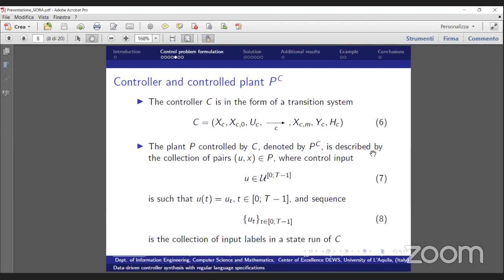Indeed, the controller is given in equation six, in terms of a transition system, as you can see. When we make the interaction between the plant and the controller, we obtain the controlled plant that is denoted as P raised C, and it is basically described as the collection of pairs (U, X) belonging to the plant, where the control input U in equation seven is such that U of T equals U sub T, where this U sub T is as in equation eight and is just the collection of input labels in a state run of the controller.